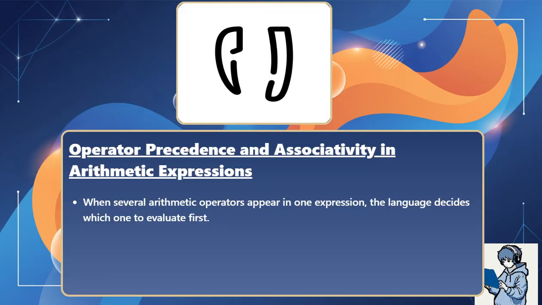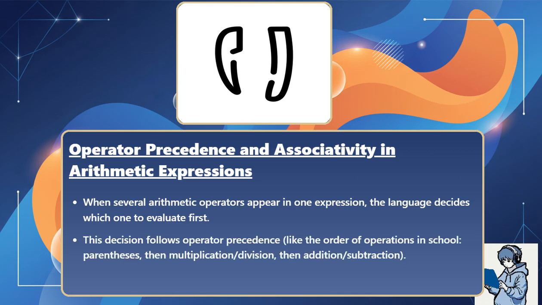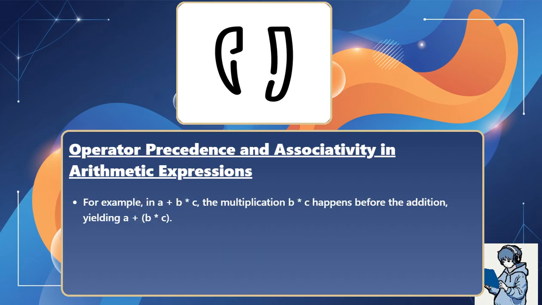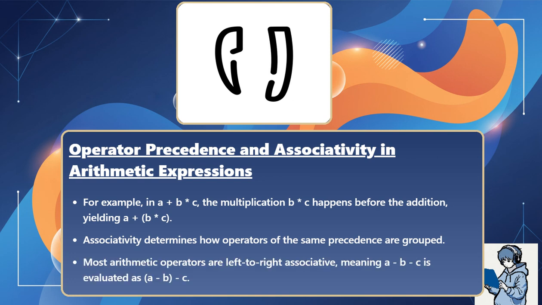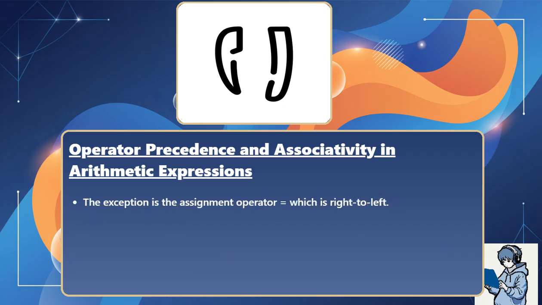When several arithmetic operators appear in one expression, the language decides which one to evaluate first. This decision follows operator precedence, like the order of operations in school: parentheses, then multiplication or division, then addition or subtraction. For example, in a + b * c, the multiplication b * c happens before the addition, yielding a + (b * c). Associativity determines how operators of the same precedence are grouped. Most arithmetic operators are left to right associative, meaning a - b - c is evaluated as (a - b) - c. The exception is the assignment operator =, which is right to left.